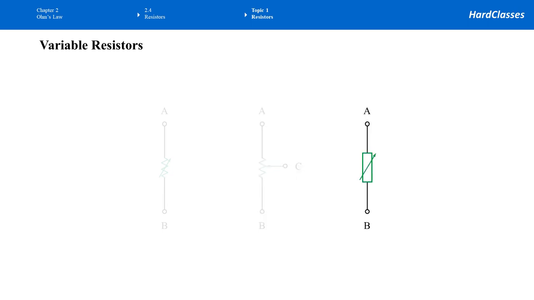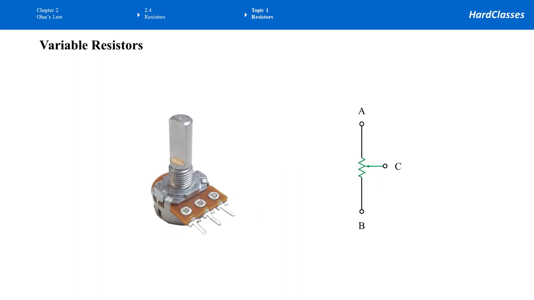The third symbol is just like the first one, but instead of using the zigzag shape, this resistor uses the rectangle symbol. Here we have a potentiometer. Let's see how to use it. How is the potentiometer correlated to its schematic symbol? How do we connect it and how does it work?